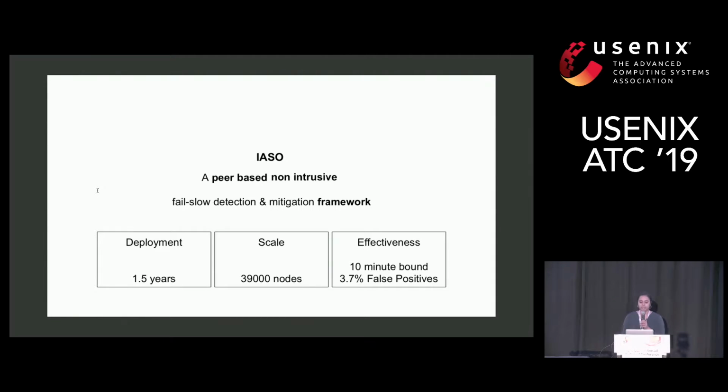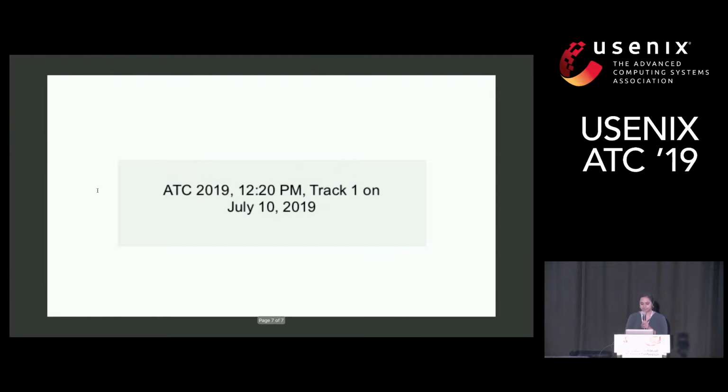So it's a peer-based, non-intrusive fail slow detection and mitigation framework. After deploying IASO, we studied its performance for about 1.5 years across 39,000 nodes. And we see that it could accurately and quickly determine the presence of a fail slow fault and mitigate it.